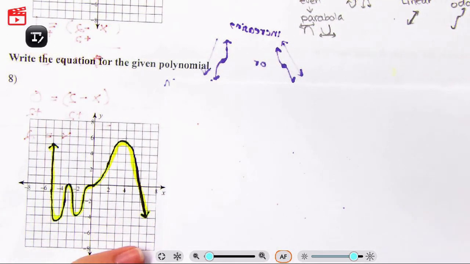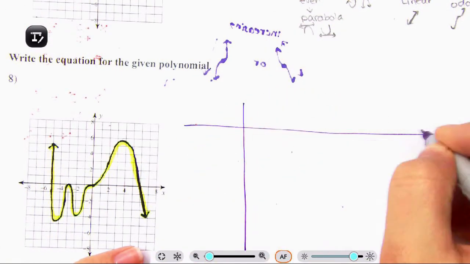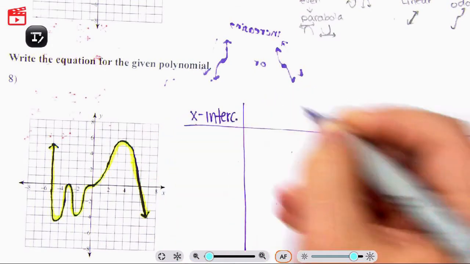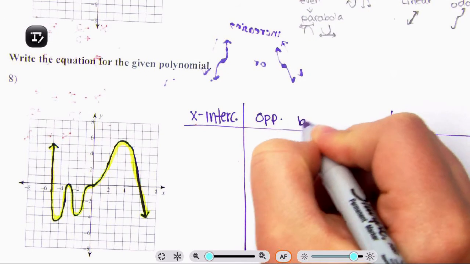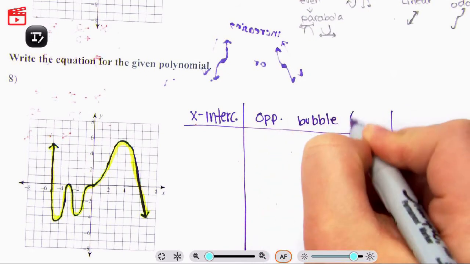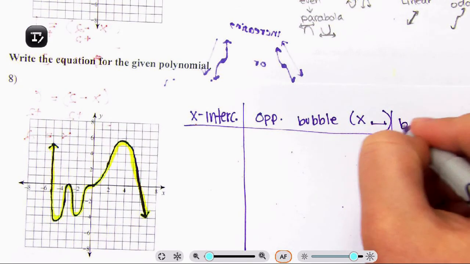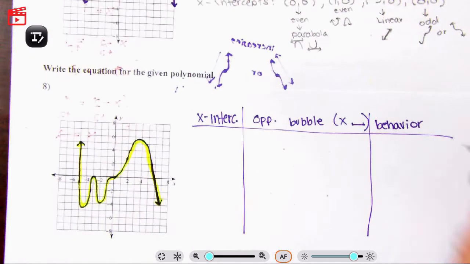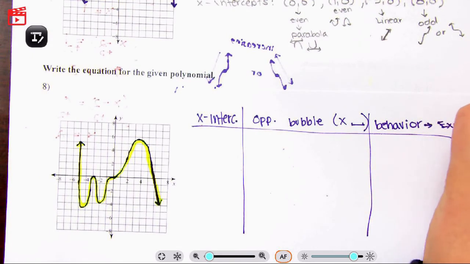Step number 1, you're going to create 3 columns. First column is your X-intercept. Second column is you're going to do the opposite bubble, which is X, and then something next to it. And then you're going to do behavior for your zeros. And that's going to give you your exponent.